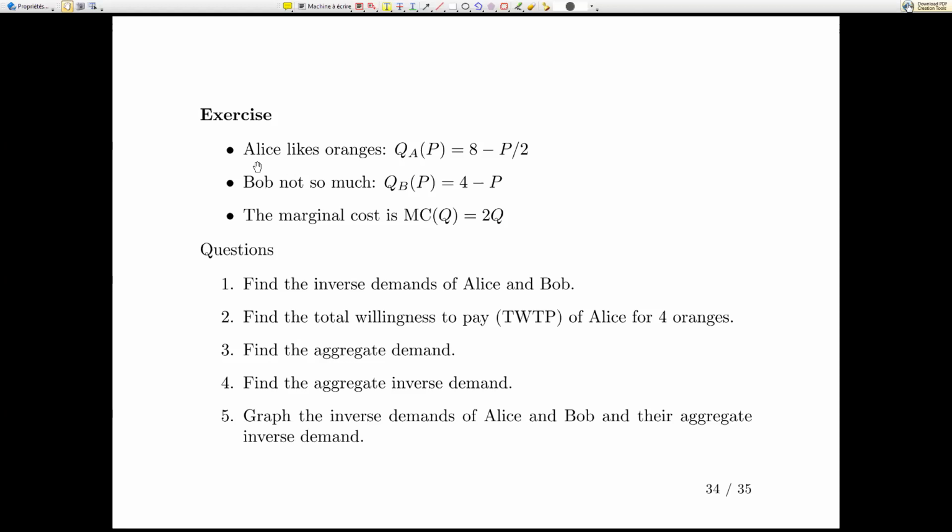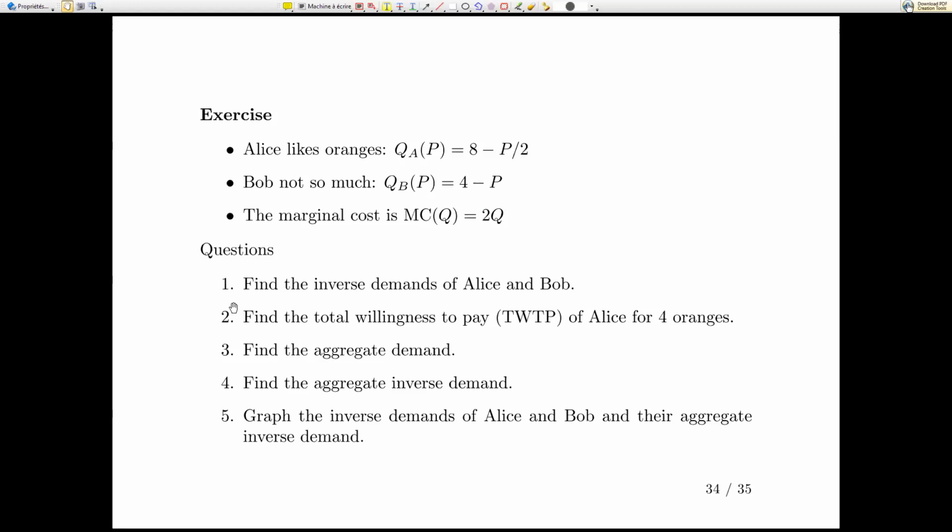Yeah, so these are the demand curves. QA of P equals 8 minus P over 2. QB of P equals 4 minus P. And there's a marginal cost, which is 2Q. So this is for the whole industry.